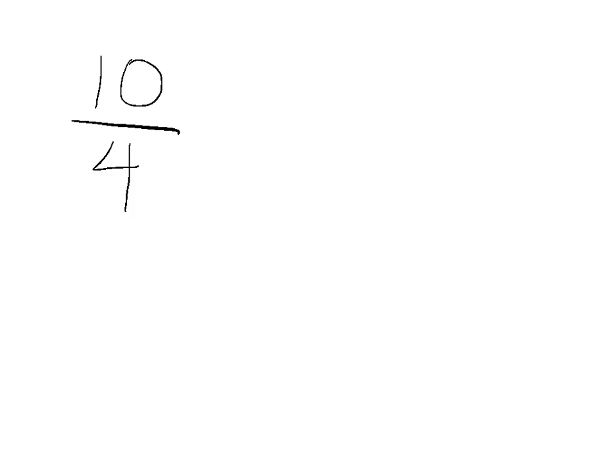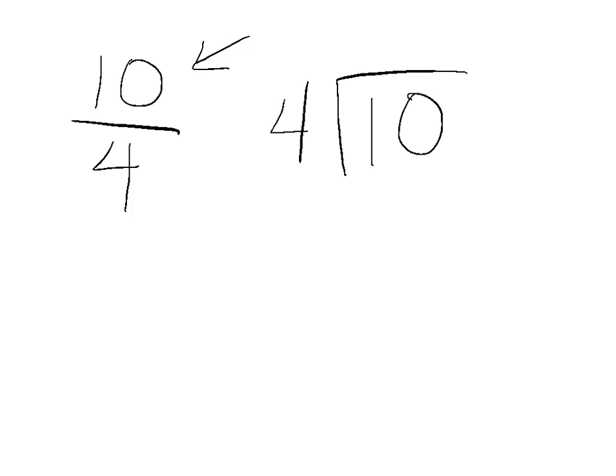Here we're going to change this improper fraction to a mixed number, Adelina. The first step is to divide. We're going to divide the numerator by the denominator. So my numerator goes inside the box and my denominator goes outside. We're going to take these 10 pieces, divide them into 4s. So I know that 4 goes into 10 twice. 4 times 2 is 8. 2 times 4 is 8. Do my subtraction. 10 minus 8 is equal to 2.